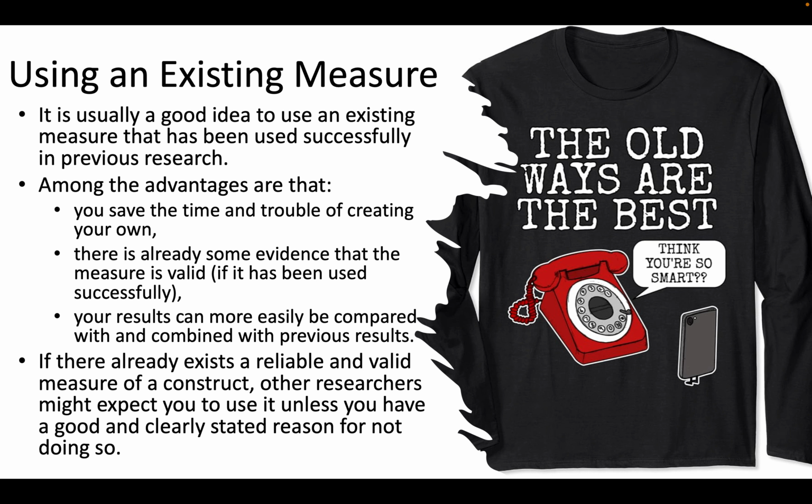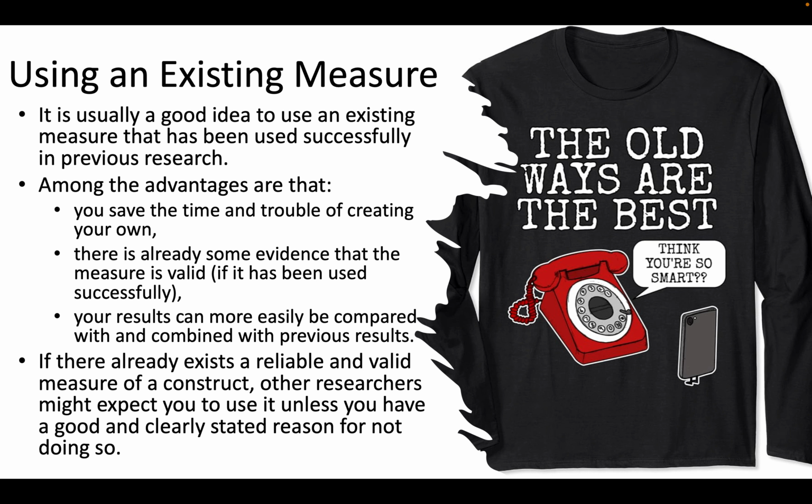Among the advantages are that you save time and trouble of creating your own, and that's huge. There's already some evidence that the measure is valid, of course, because it's been used successfully. Your results can more easily be compared with and combined with previous results. If there already exists a reliable and valid measure of a construct, other researchers might expect you to use it unless you have a good and clearly stated reason for not doing so. And of course, I did not. It worked. It said it worked. And so I was expected by the research community to use the same measurement.